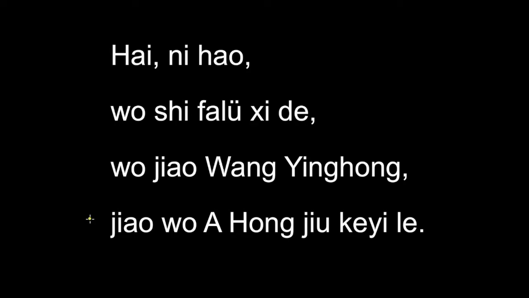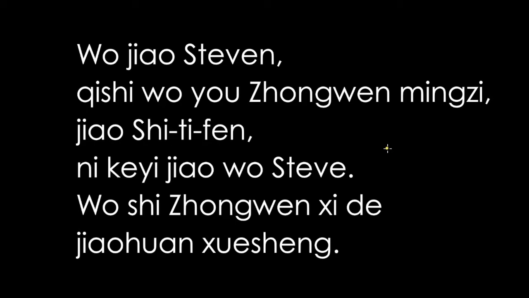Alright, and now we go to what you reply. So the text is slightly longer. Let me go sentence by sentence. 我叫 Steven. 其实我有中文名字叫史蒂芬。你可以叫我 Steve. 我是中文系的交换学生。One more time. 我叫 Steven. 其实我有中文名字叫史蒂芬，你可以叫我 Steve。我是中文系的交换学生。Alright, so sentence by sentence or line by line.